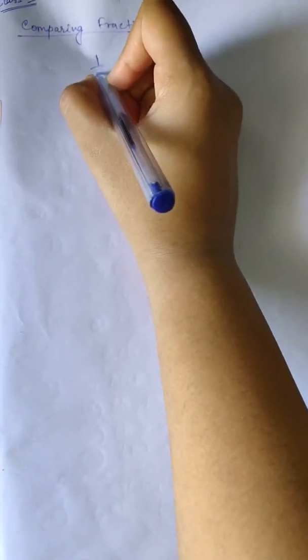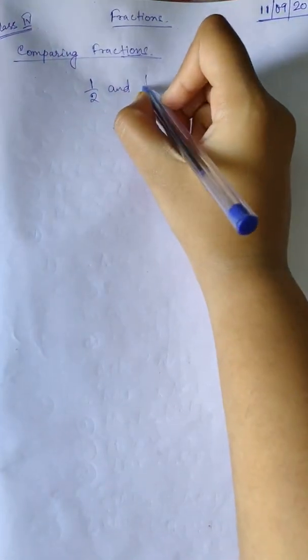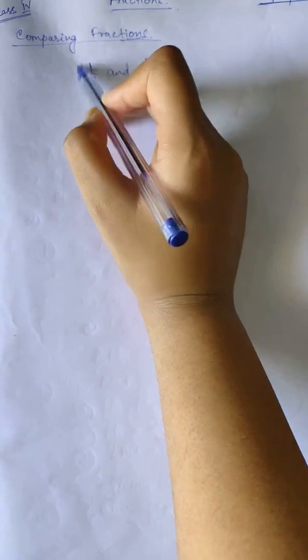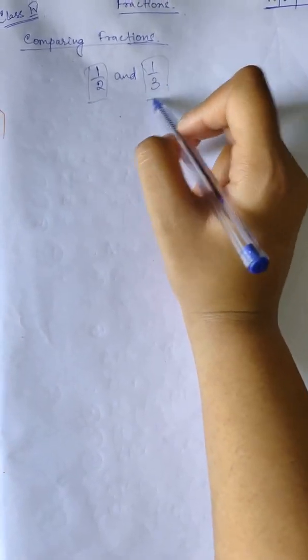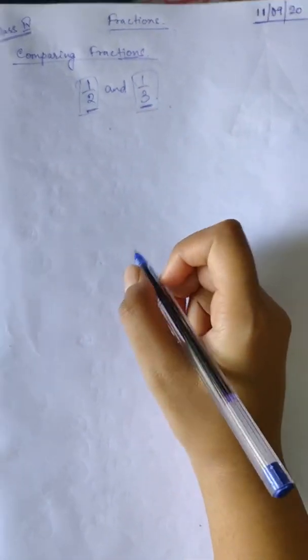So suppose there are two fractions, 1 by 2 and 1 by 3. We have to compare them. At first, let us learn comparing fractions for same denominators. Here we can see that the denominators are different, so first we will learn for same denominators.